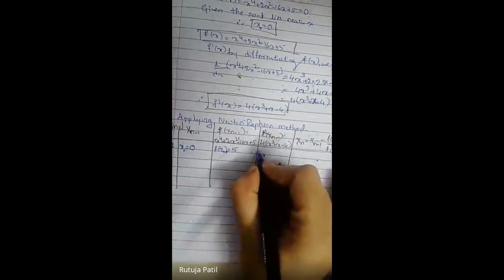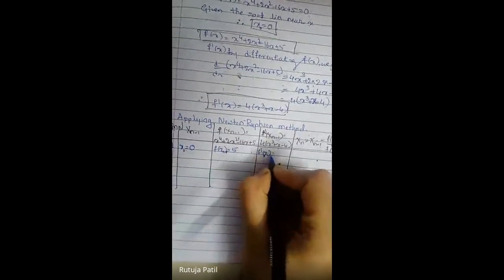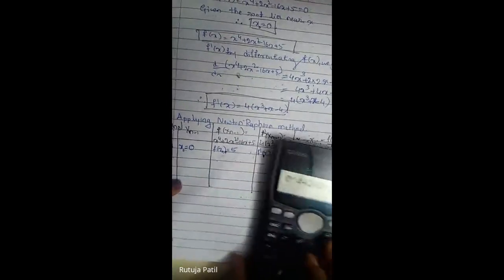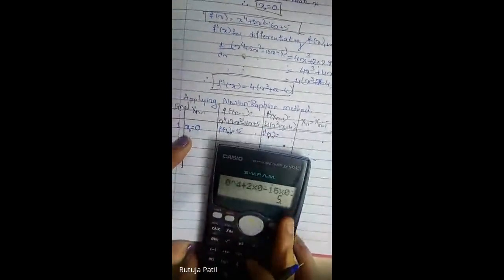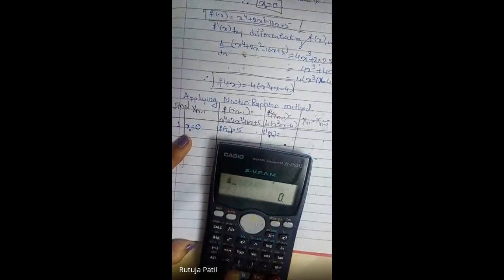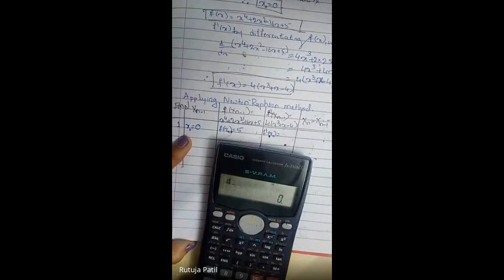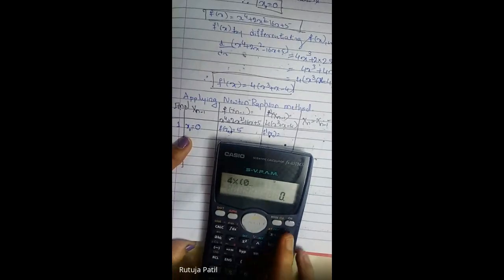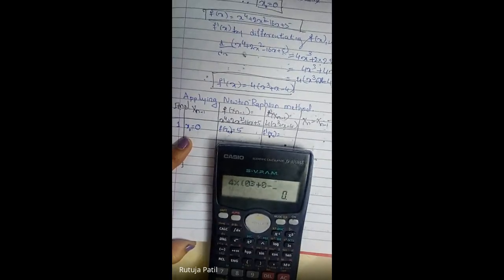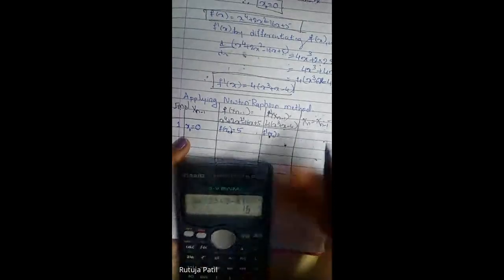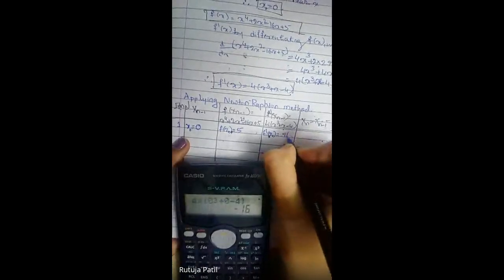Next, f dash of x naught. This 0 we have to substitute here in this equation, f dash equation, right? So 4 into x cube is 0 cube plus 0 minus 4, that is minus 16. So f dash of x naught is minus 16.